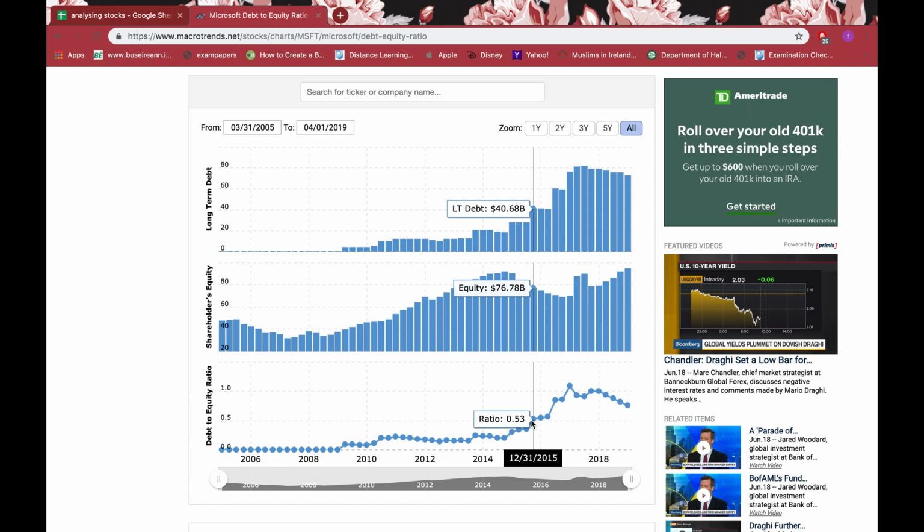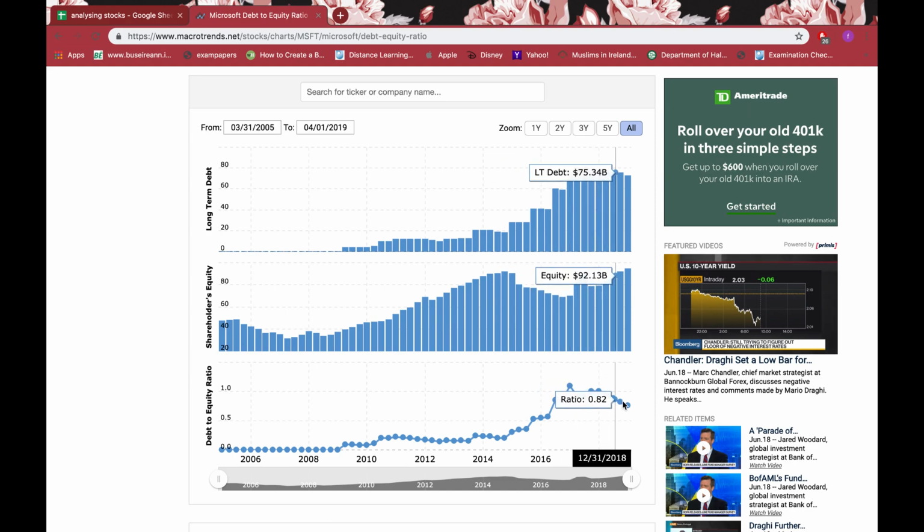So any company that is operating on debt is not a good sign. It means they're not able to generate their own money, so they might fail or something like that. If you look, after 2015 the debt to equity ratio was 1.09 in 2017, and then it came back down to 0.77 in 2019.